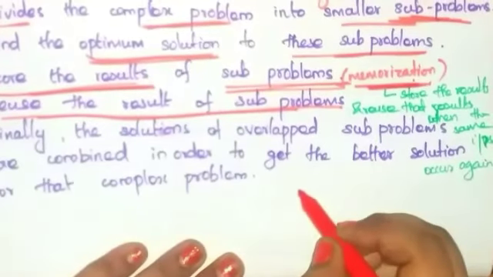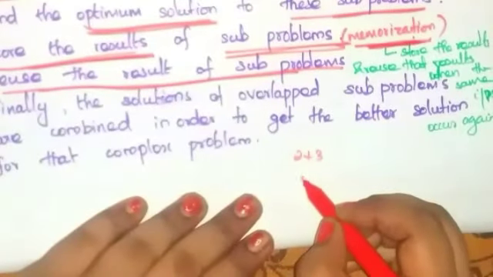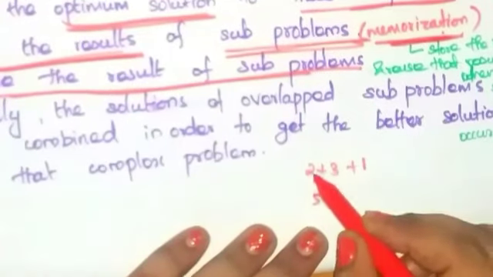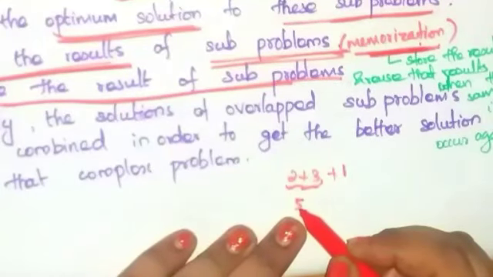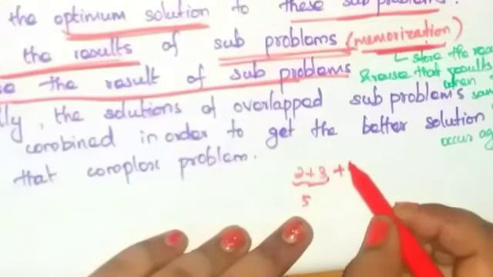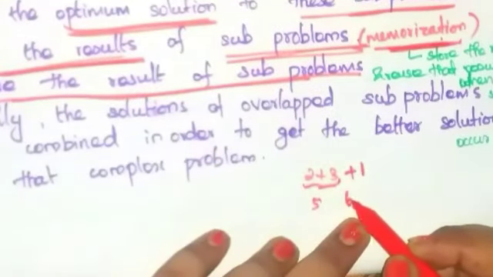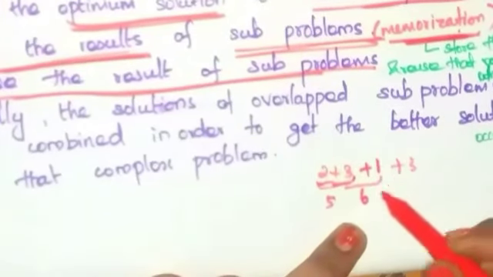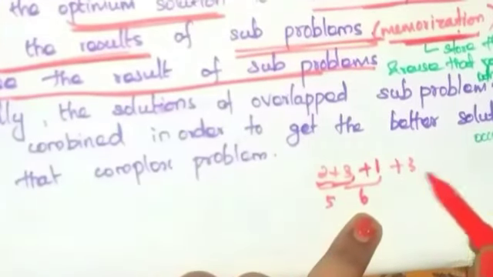Suppose I am writing here 2 plus 3. What is the answer of 2 plus 3? 5. This result is stored somewhere in the memory. Add again 1, now 5 plus 1. This is the solution of the previous subproblem, so this result is stored in the memory. Now again I am adding plus 1. So 5 plus 1 is equal to 6. This 6 is also stored somewhere in memory. I am adding another number, plus 3. Now our previous result is this one, now 6 plus 3, 9.